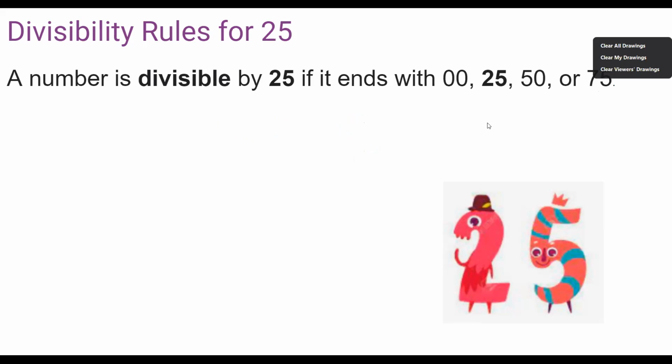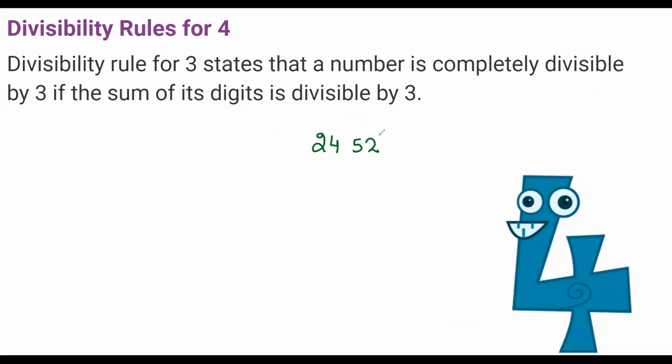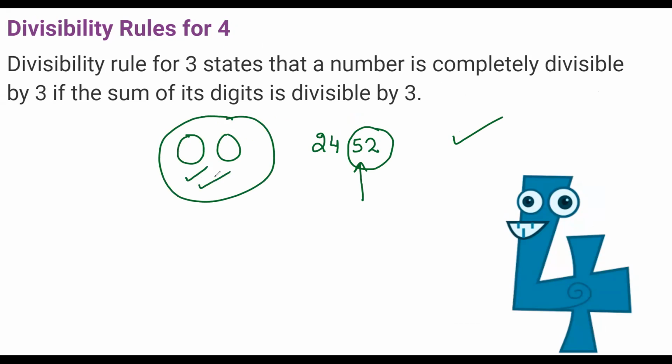Okay, let's see the divisibility rule for 4. The same rule applies for 4 as well. You have to check only the last 2 digits. If the last 2 digits are divisible by 4, the number is divisible by 4. The only thing you have to take care of is that you take the last 2 digits; if the number has 00 at the end, it will be divisible by 4. Now let's see the next one.